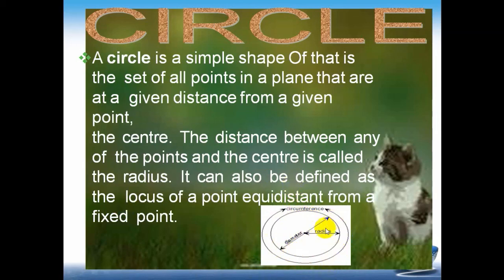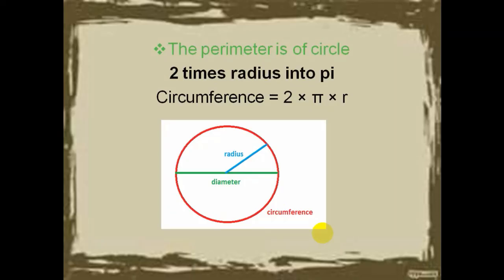So this line is a chord as well as a diameter, because for a diameter it is a must that the line passes through the center. So this is the diameter. Now this is the circumference. Circumference means the perimeter of the circle, which is equal to 2 pi r. Now you see over here, this is the radius. Suppose the radius is r. The next question is how to find the perimeter and the area of the circle.